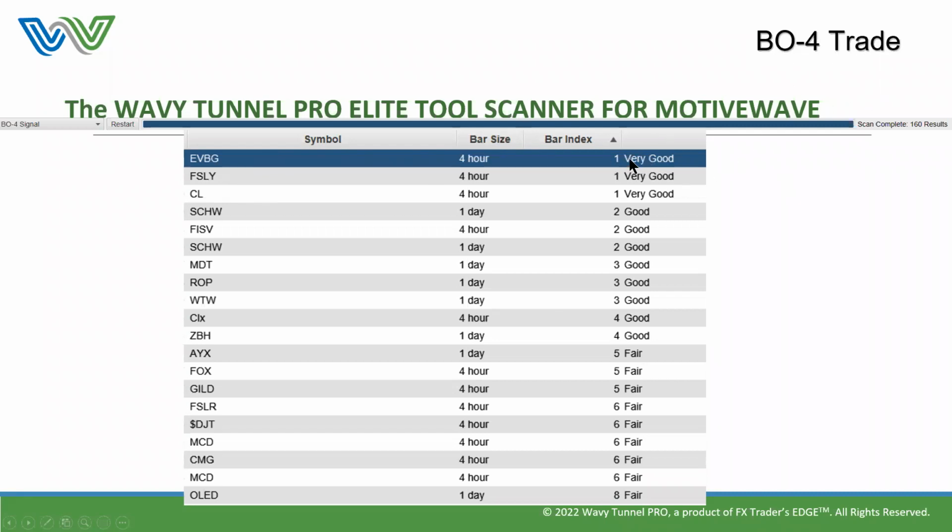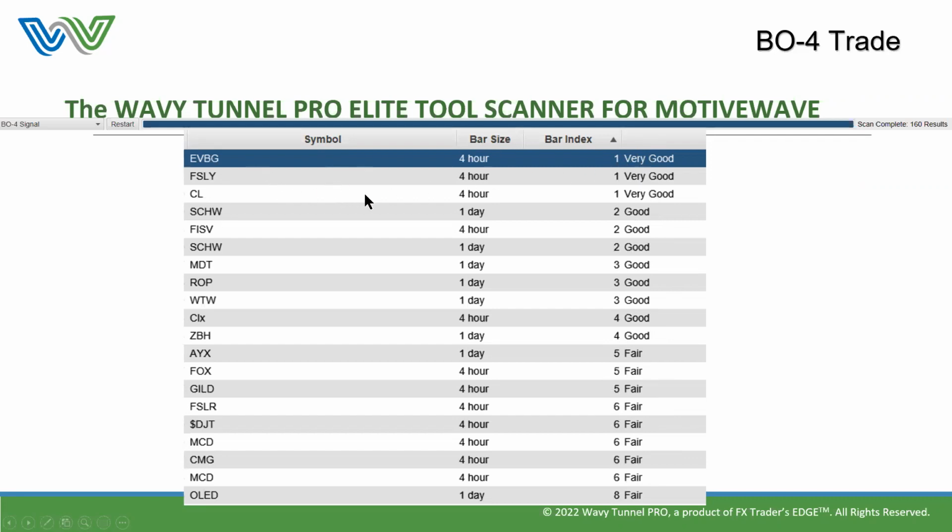Now, the way Motive Wave does it, if they say a 1 is very good, a 0 is excellent, that just means that the signal just occurred. It doesn't mean that it's a great trade. It means that the signal is recent. So a 6 might be a great trade, even though it says fair. So I just want to get that point across. The very good, excellent, good, fair has to do with the number of candles since this trade was triggered.